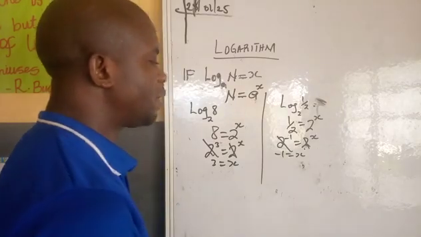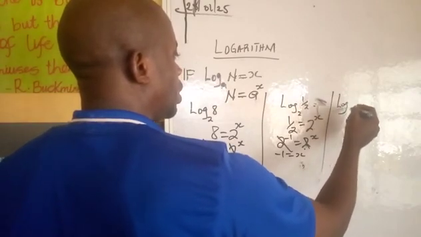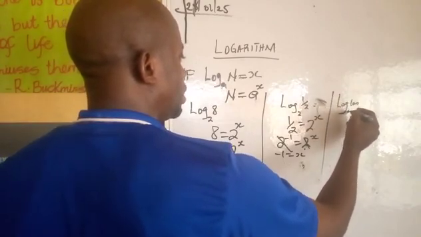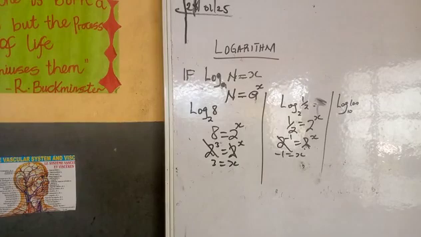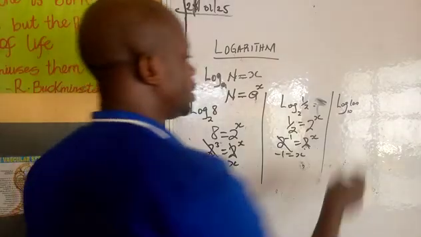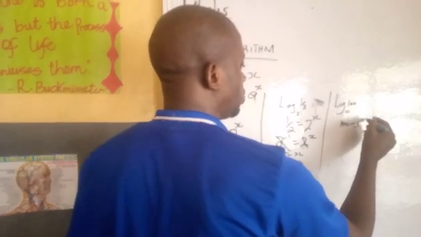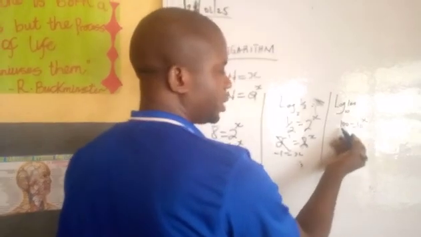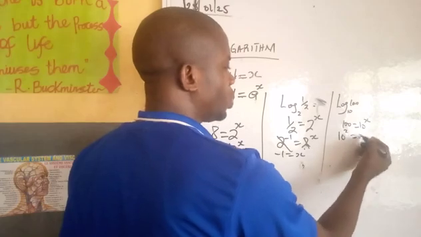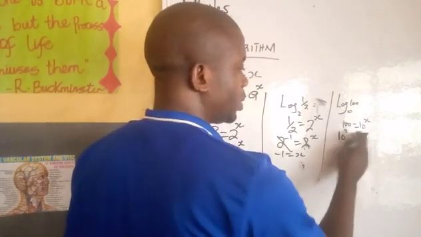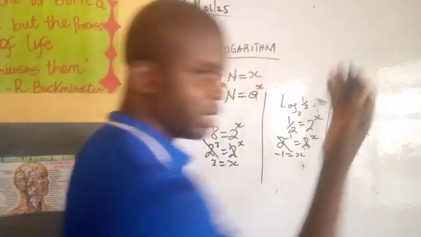For instance, you have log 100 base 10. How do you solve it? Can anybody solve it for us? If you just want to do this, you still bring it down, right? 100 equals base 10 raised to power x. In how many ways can you raise 10 to give us 100? 10 raised to power 2 equals 10 raised to power x, right? So x equals what? 2. It's as simple as that.